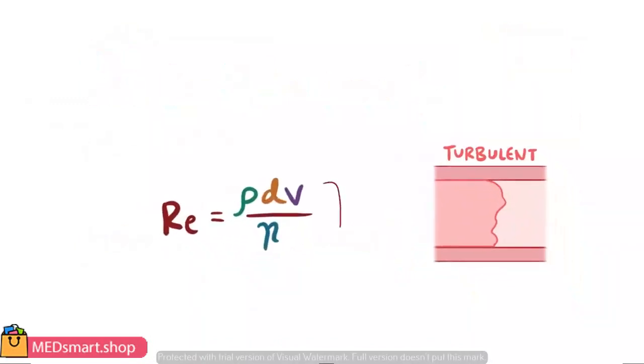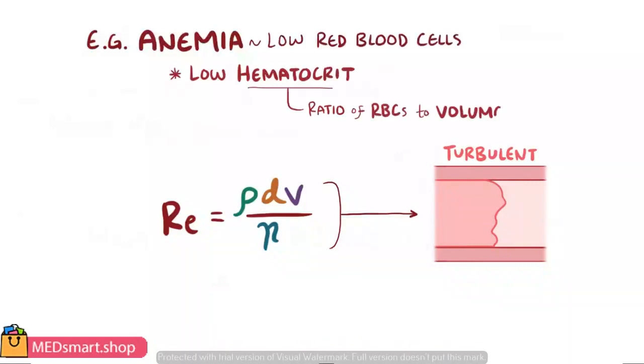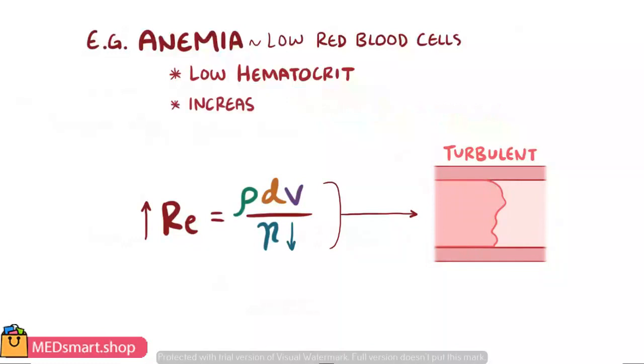As a real-life example of turbulent blood flow, a person with anemia has a low red blood cell count, and in general has a lower hematocrit, which is the ratio of the volume of red blood cells to the total blood volume. This essentially means that the blood's less thick, or viscous. Based on the equation, if viscosity decreases, that means Reynolds number increases. Also, these individuals often have an increased cardiac output, which means increased blood velocity and therefore increased Reynolds number.